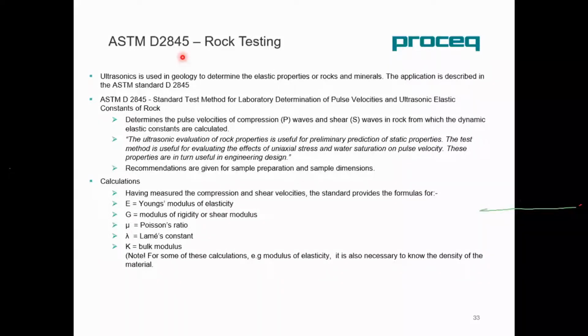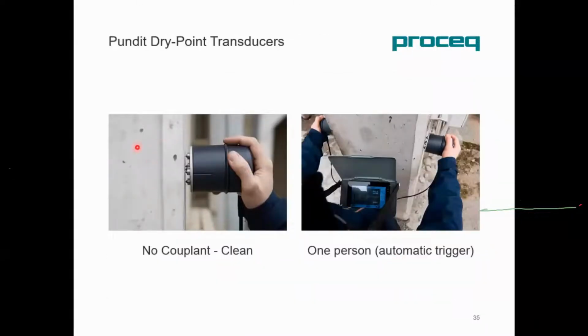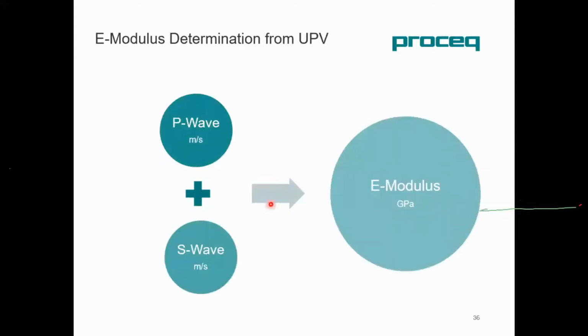Now, let's see how we can do the shear wave testing with the Proceq transducer. This is our Proceq dry point transducer, and no coupler is required. So it gives clean measurements with no stain from a coupler, and it has an automatic trigger, so one person can operate the instrument. For the E-modulus measurement, from the instrument we need to get the P wave and the S wave. After that, the user has to input the density of the material they want to measure. For example, for concrete, the density can be about 2,000 plus kilograms per cubic meter.